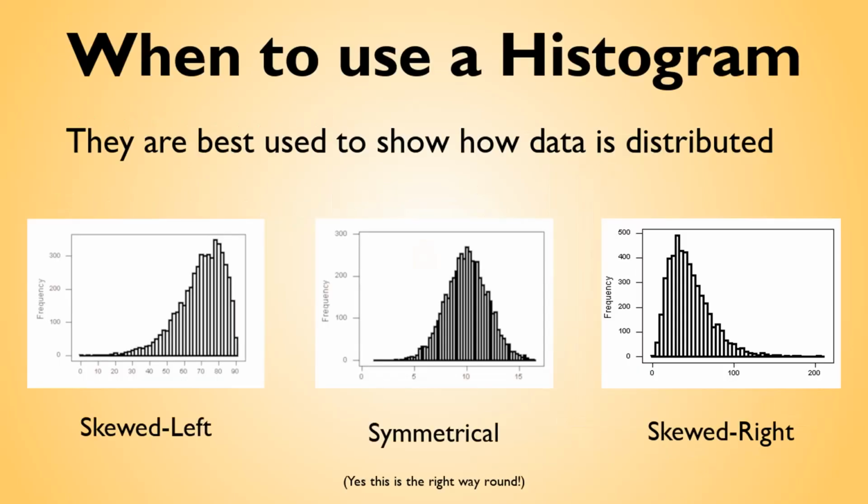When to use a histogram? Histograms are best used to show how data sets are distributed. Shown here are 3 different types of histograms, but there are many other distributions that your histogram may follow. We can instantly see what pattern our data follows, so histograms should be used when you have a lot of data that is hard to decipher when left as just numbers.